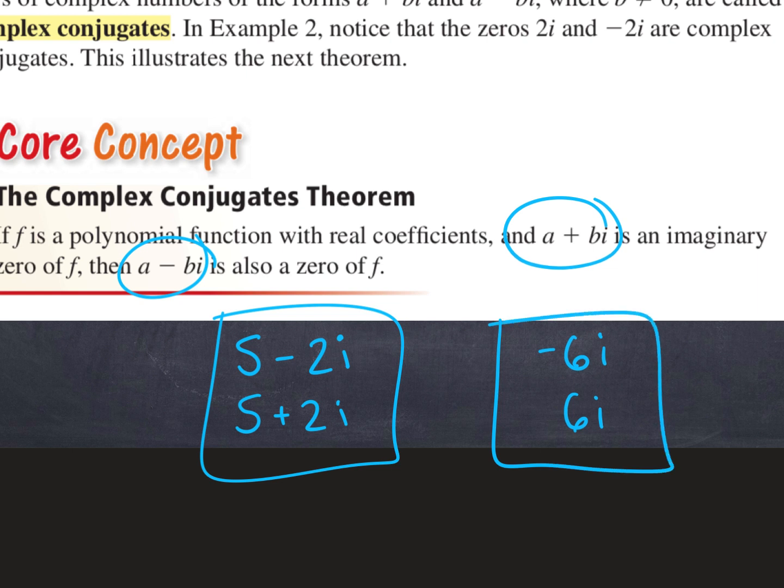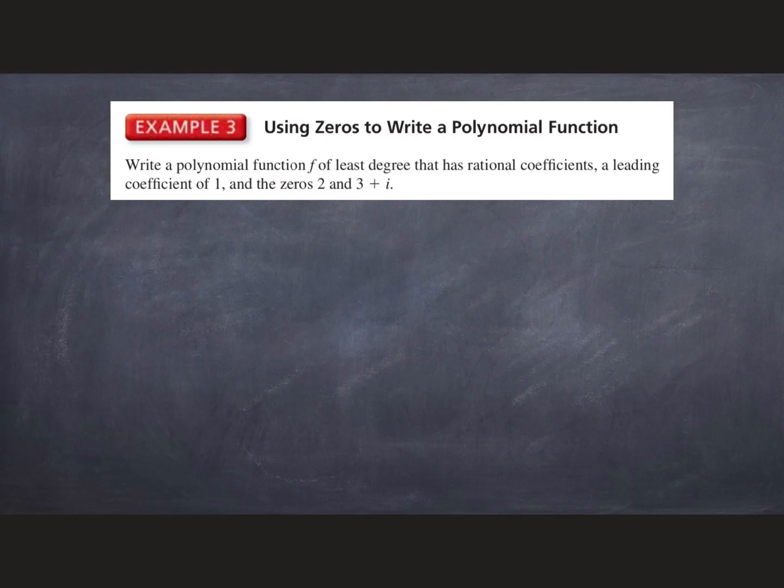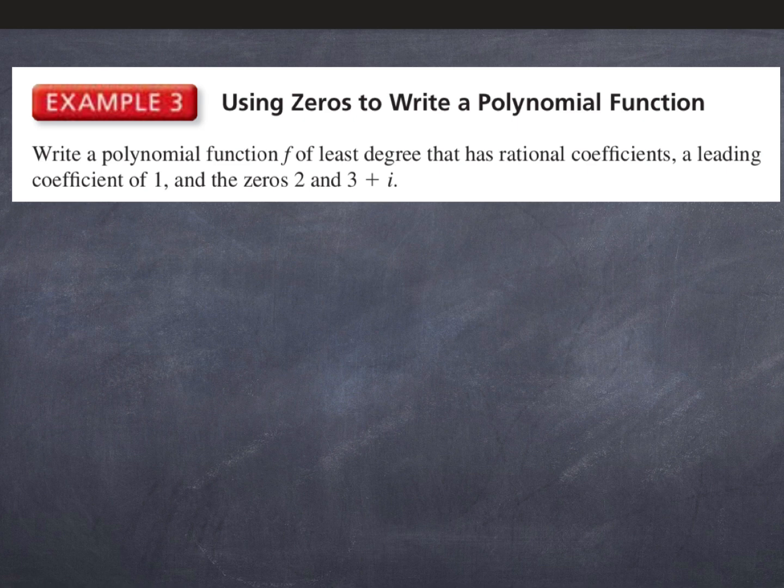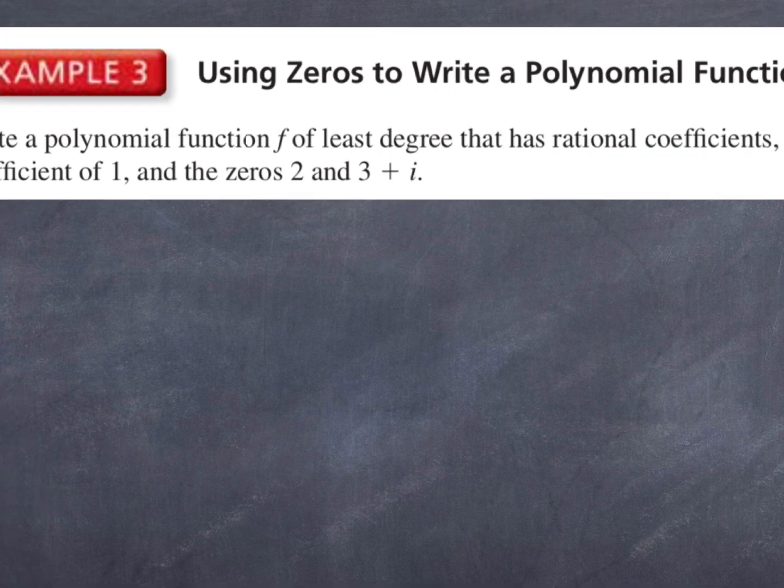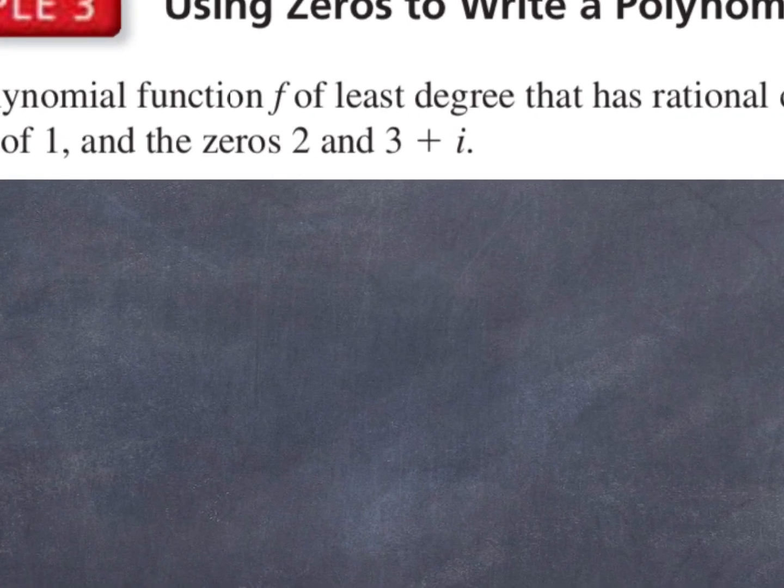Positive 6i. Perfect. So these are conjugate pairs. So same thing with our irrational ones. When we had the square roots, if we have one of them as a zero, we know that its conjugate pair is also going to be a zero. So we're doing the same thing that we did in 4.5. I am given the zeros. I have to figure out if I'm missing any, and I have to work backwards to come up with the polynomial. So it gives me the zeros as 2 and 3 plus i. Am I missing any zeros? 3 minus i. Perfect.